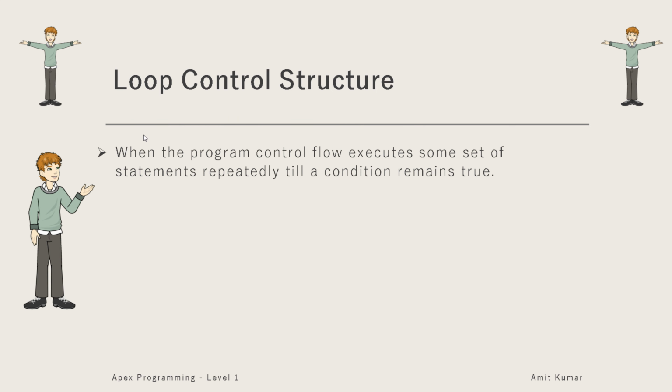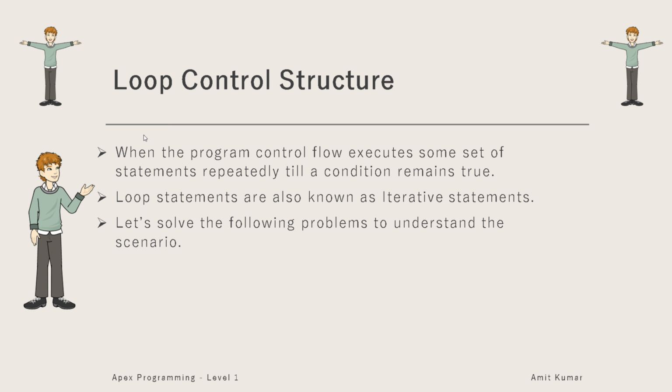Now when the program control flow executes some set of statements repeatedly till a condition remains true, then it belongs to loop control structure. And as we discussed earlier, loop means repeating a certain set of statements. Now loop statements are also known as iterative statements. And to understand the scenario, let's see some problems.